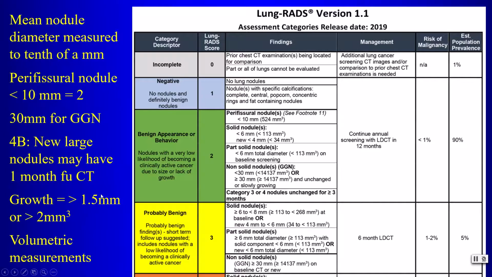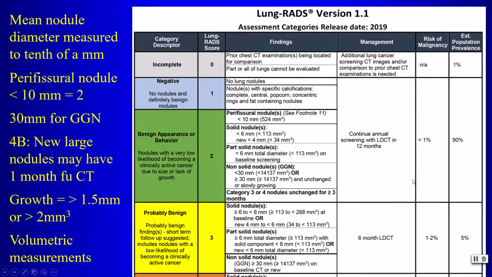For the 4B category, a large nodule that appears on a follow-up study, the thinking is this might be an inflammatory lesion. So here you might recommend a 1-month follow-up CT to see if this lesion gets smaller, if this is an inflammatory lesion. If it persists, then you do need to be more aggressive. Growth is defined as greater than 1.5 millimeter growth in terms of mean nodule diameter, or greater than 2 cubic millimeters in terms of volume.